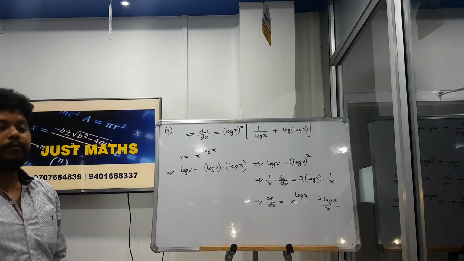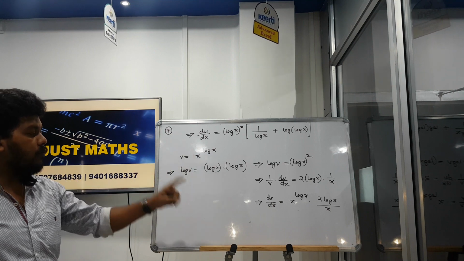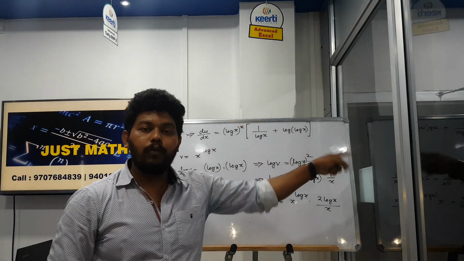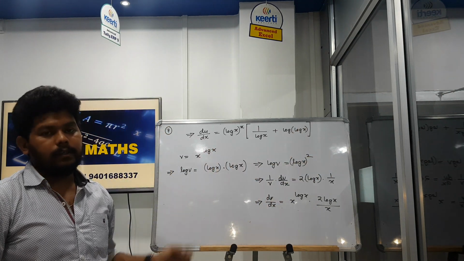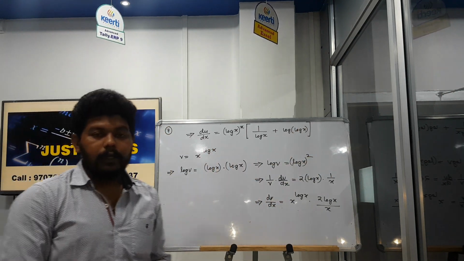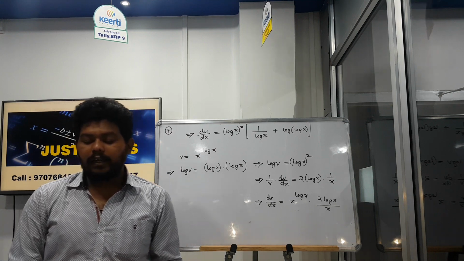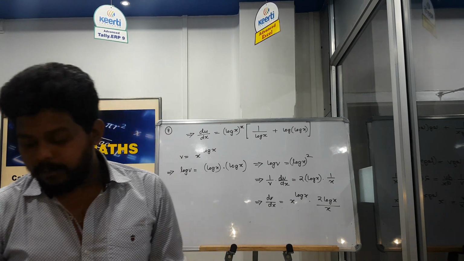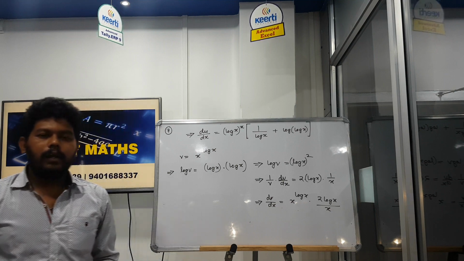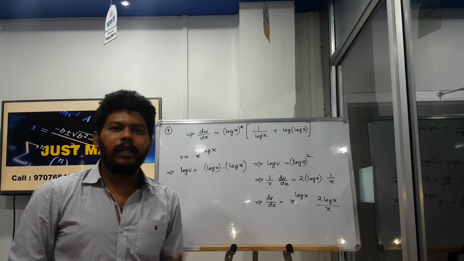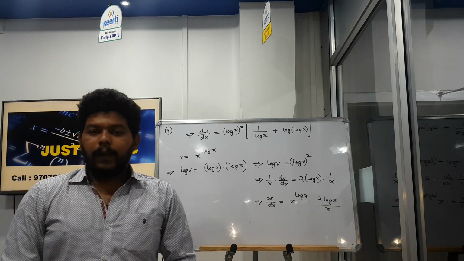Now if you place the value of dv by dx and du by dx in equation number 1, you will get the desired result. I hope you can start solving other questions like number 6, number 8, number 9. It is not possible to solve all the questions in the class. It is an online class. Okay.